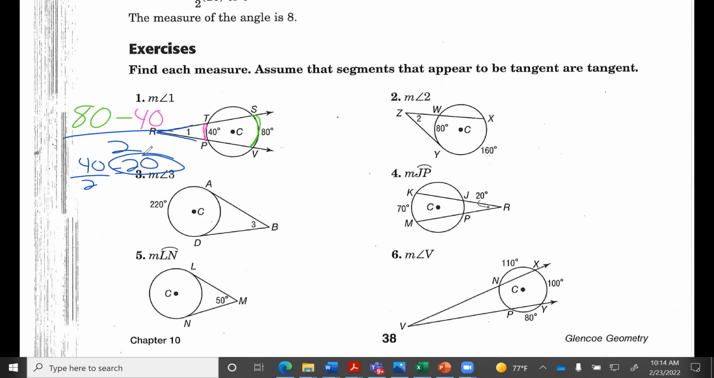On number 2, same idea. All right, we have the big arc, the little arc, and we're looking for the angle. So 60 minus 80 divided by 2.